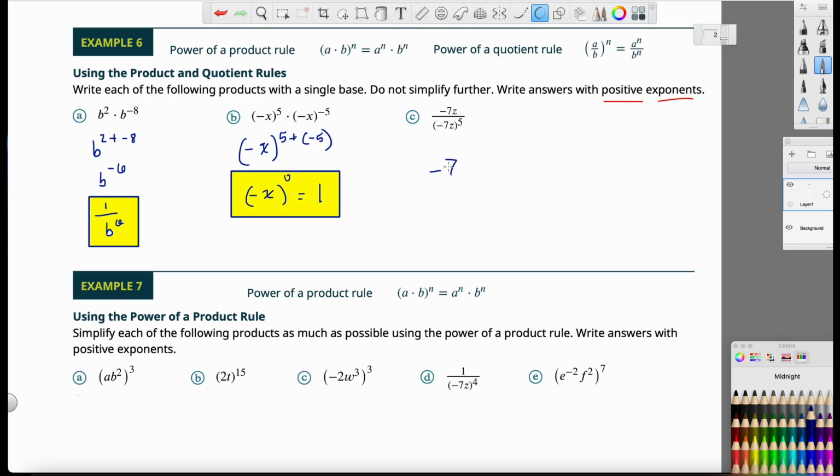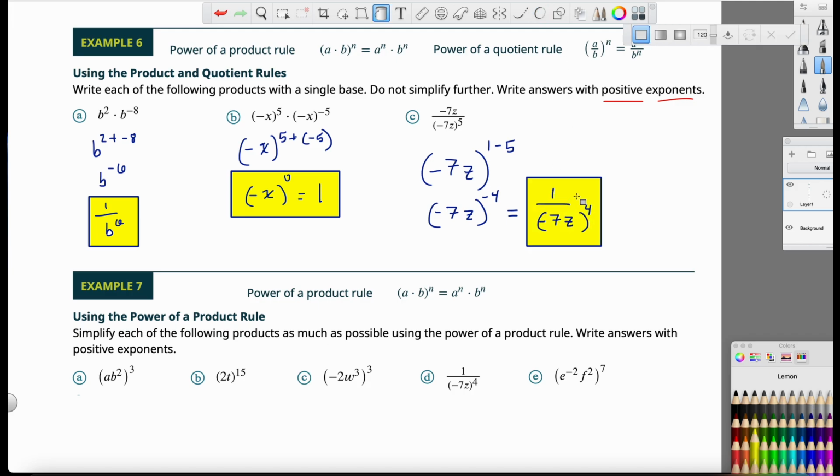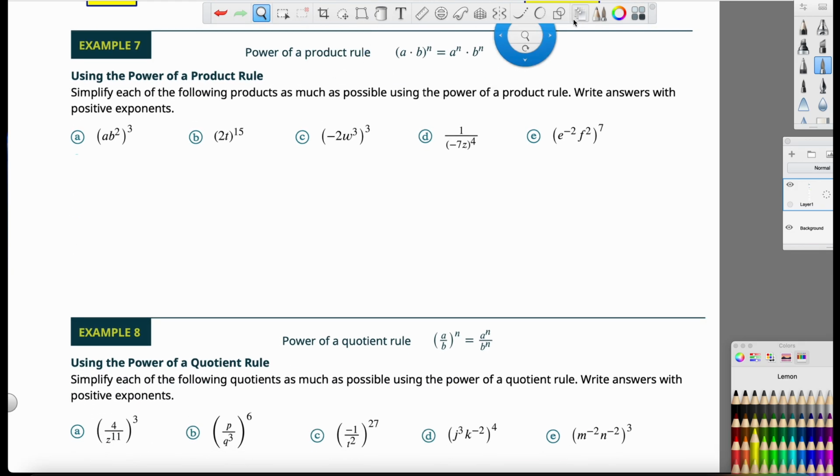Part C, we got the same base, negative 7z. We're going to use the quotient rule to subtract, and we're going to write it as a positive exponent by putting it in the denominator. That one's done. Okay. We're just applying some of the rules we've already done here.